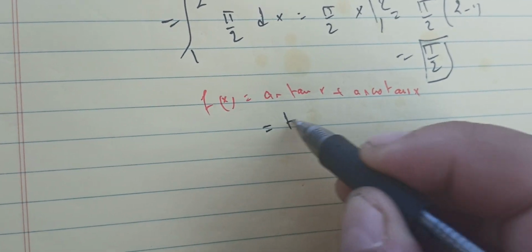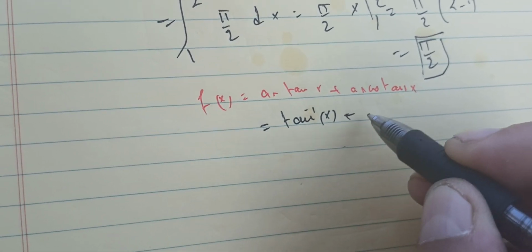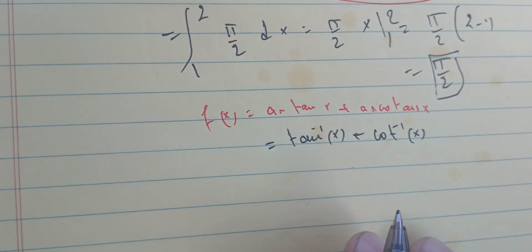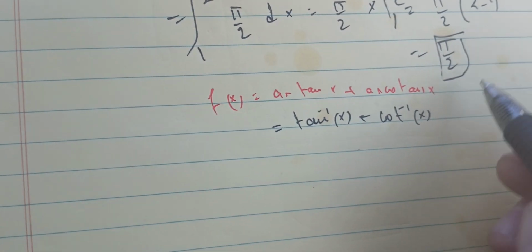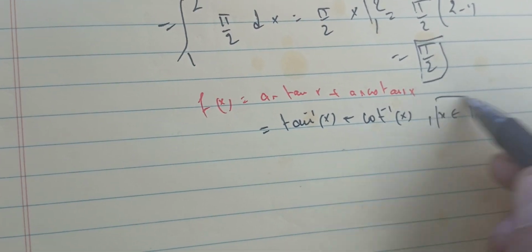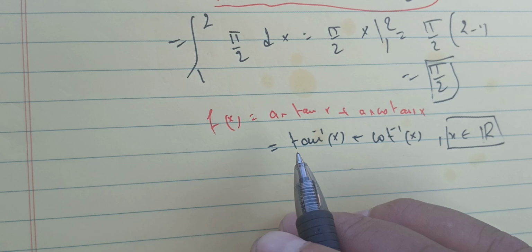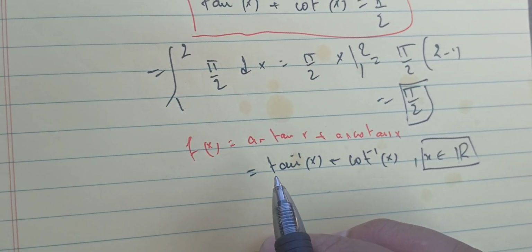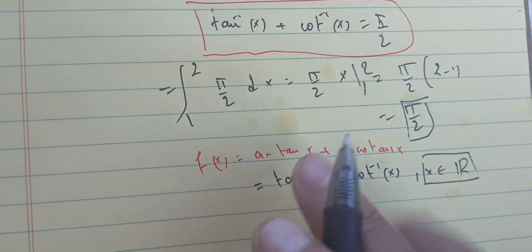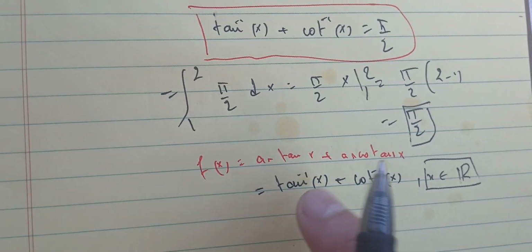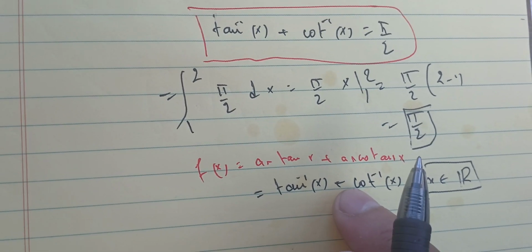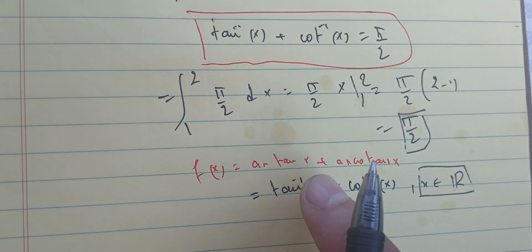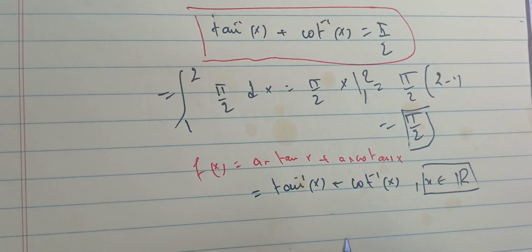So here this is tangent inverse of x plus cotangent inverse of x. And here we see our function is defined for all the reals. So x can be any value, or we can say the domain of definition of this function is the whole set of real numbers. We're going to differentiate, so we need to know the derivatives of the arccotangent and arctangent. And that's the key to solving this question.